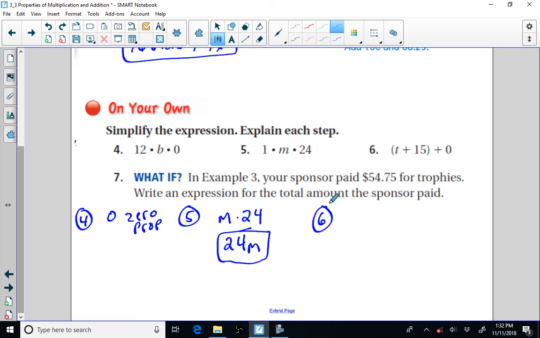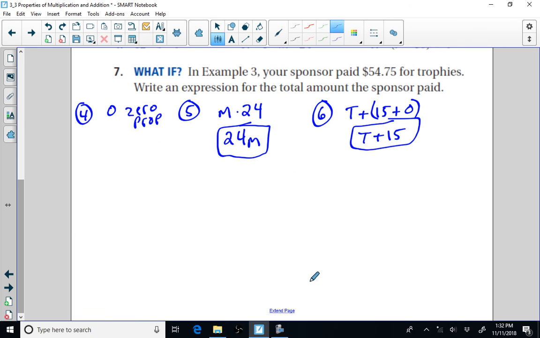Problem 6, we have t plus 15 plus 0. I can't add t and 15 together, but I can add 15 and 0. So t plus 15 plus 0. I'm using my associative property to add the 15 and the 0 first. 15 and 0 is going to be 15. So I'm left with t plus 15 as my expression.